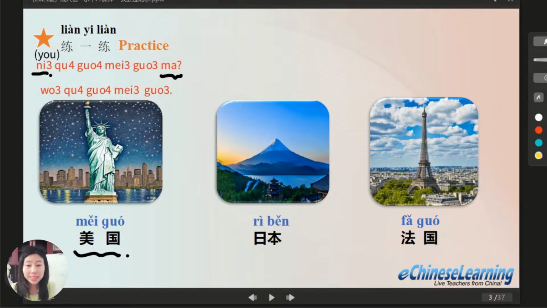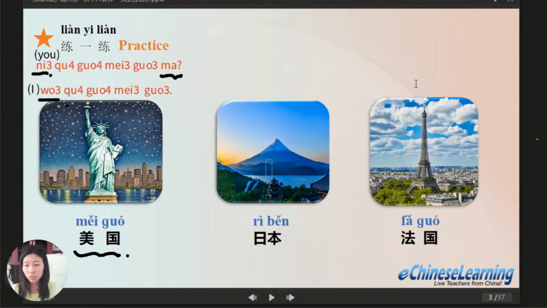And for the statement, the answer, we're going to change it. This is a little bit different, because when you answer the question, we change 你, you, to 我, I. So let me put I here. I'm going to change it to "I have been to", right? Actually, there are only two parts that need to change.